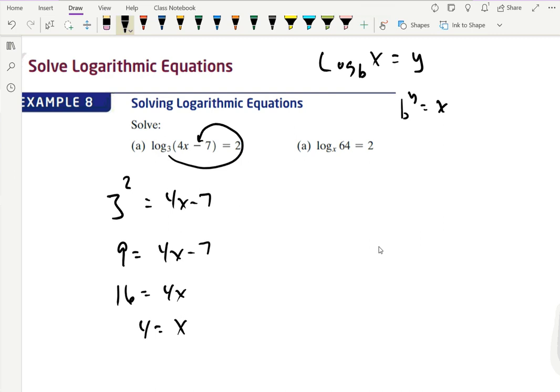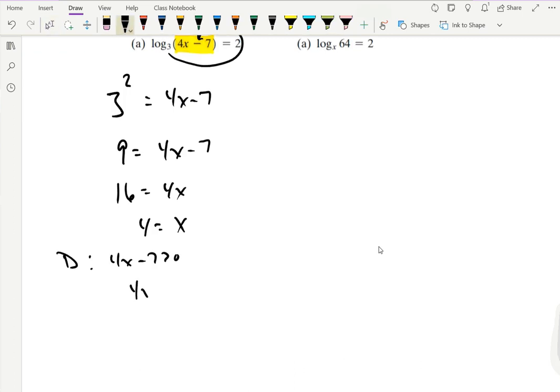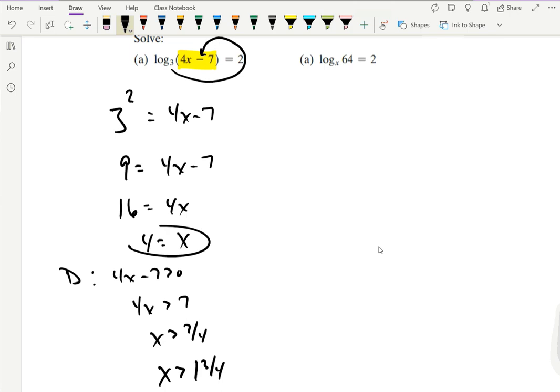then x equals 4. Now, one of the things we always need to do is go back and double check that that does fit within the domain of our logarithmic function. The domain of our log means that 4x minus 7 has to be bigger than 0. That means 4x has to be bigger than 7, or x has to be bigger than 7/4, and 7/4 is 1 3/4. So as long as x is bigger than 1 3/4, we're okay. We're saying x equals 4, so we're fine, because 4 is bigger than 1 3/4.